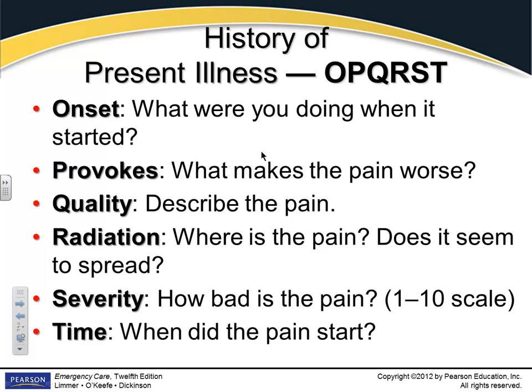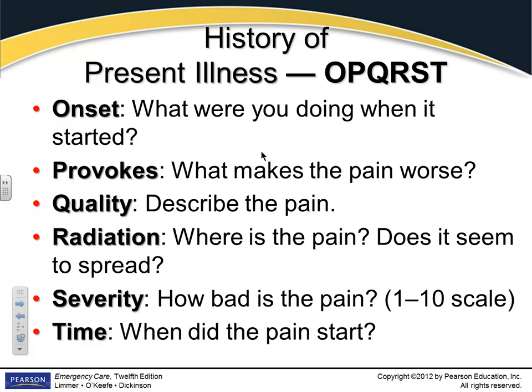Time is, when did the pain start? An hour ago, 20 minutes ago, like how long have you been cold? Well, let's see, it's 20 of 7, an hour and 45 minutes. So this is history of present illness, OPQRST. You need to learn those so you can go down. Now this is not exclusive.